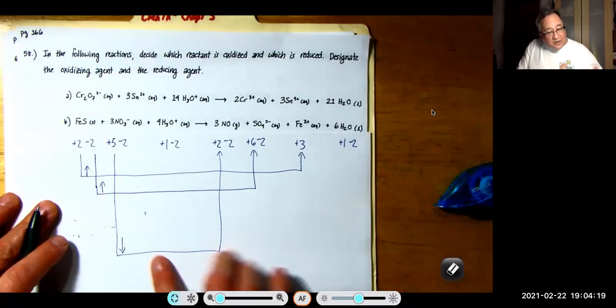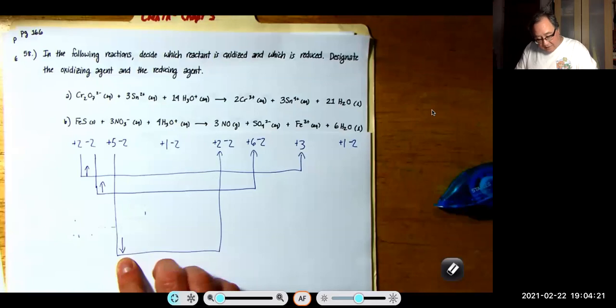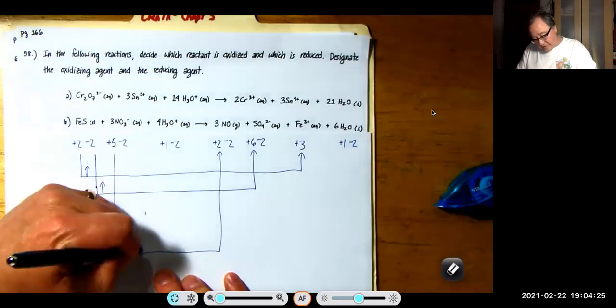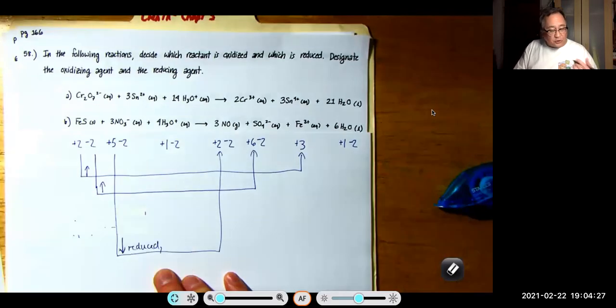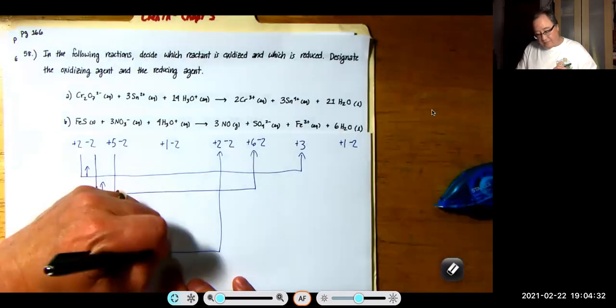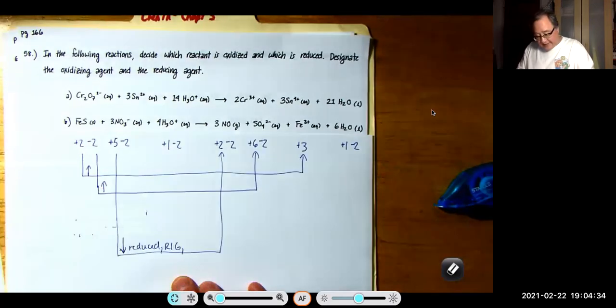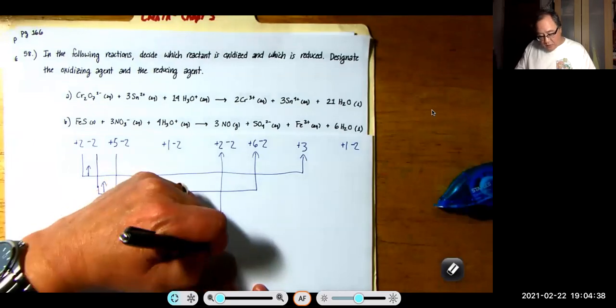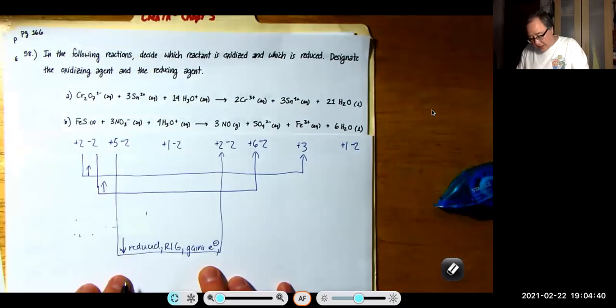So I like to start with the arrow going down, because down means decrease, which means reduced. What goes with reduced? Oil or rig? Well, rig. What does G mean? It means gains electrons. And what type of agent is this? It's an oxidizing agent.